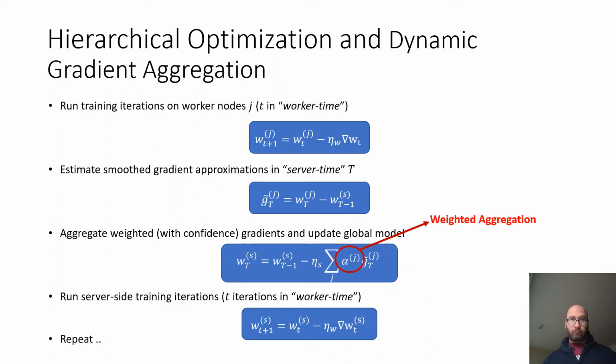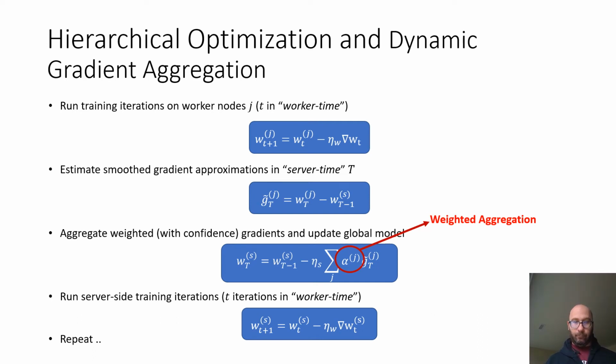Initially, local models are trained on each of the working nodes. The starting model for each node is the server model WS at time step T1. At the end of the training iterations on the nodes, a smooth version of the gradient, G tilde of J, is estimated, as 1 gradient per node J. The smooth gradient is the difference between the starting model and the trained one. The J gradients are then weighted with alpha J as part of the aggregation step.